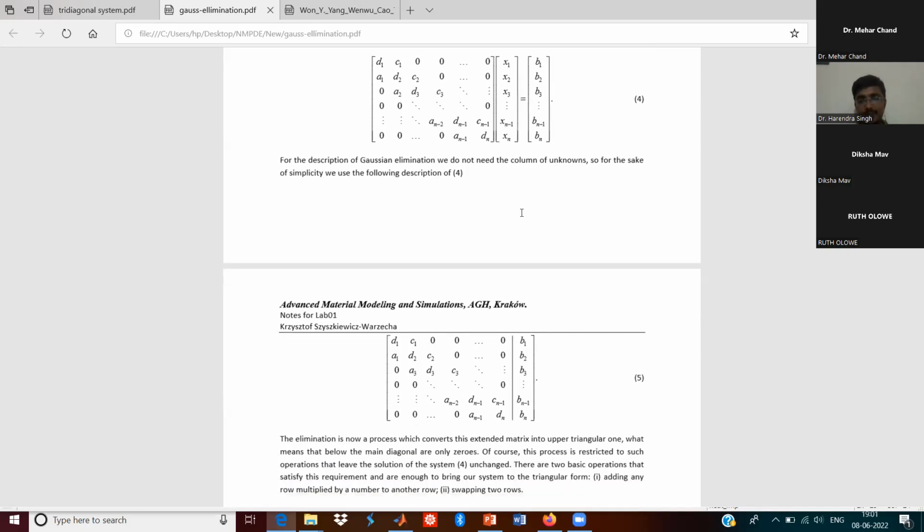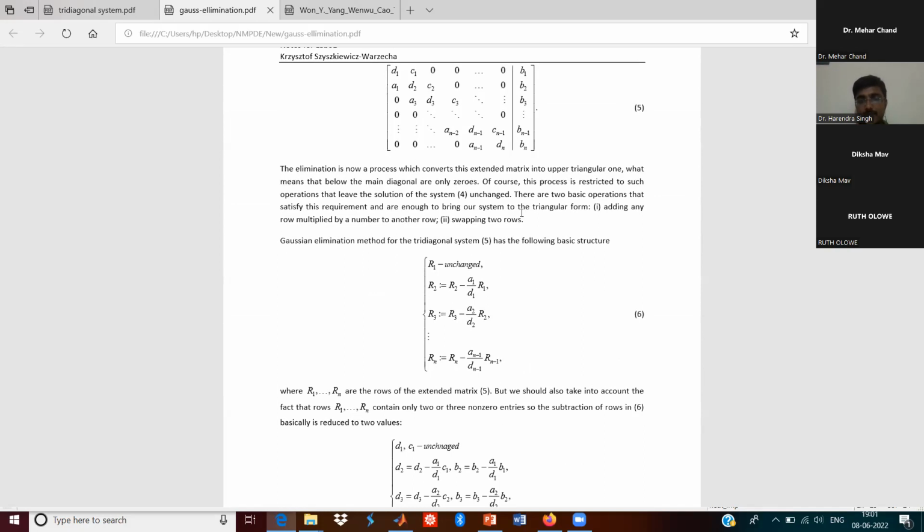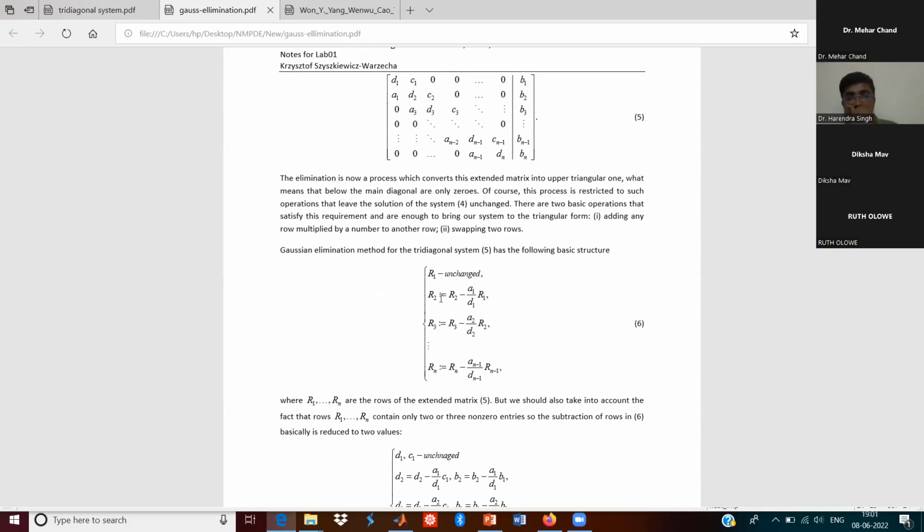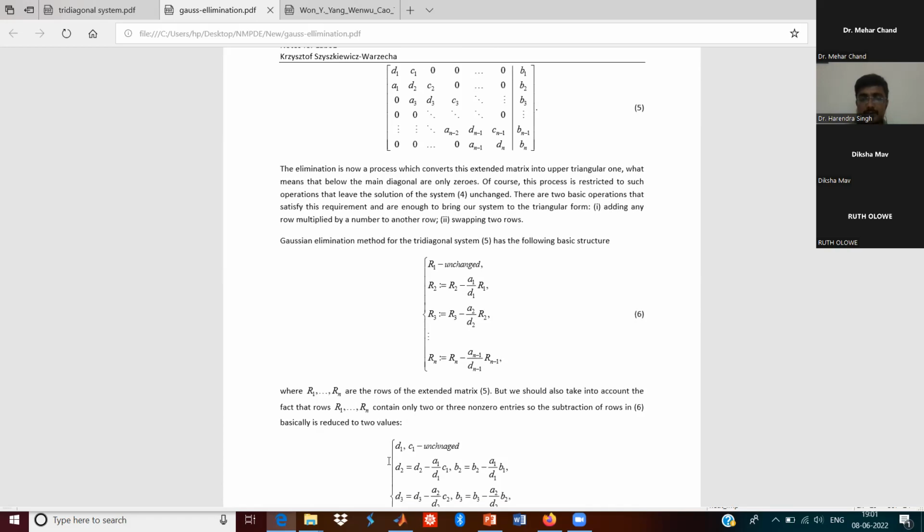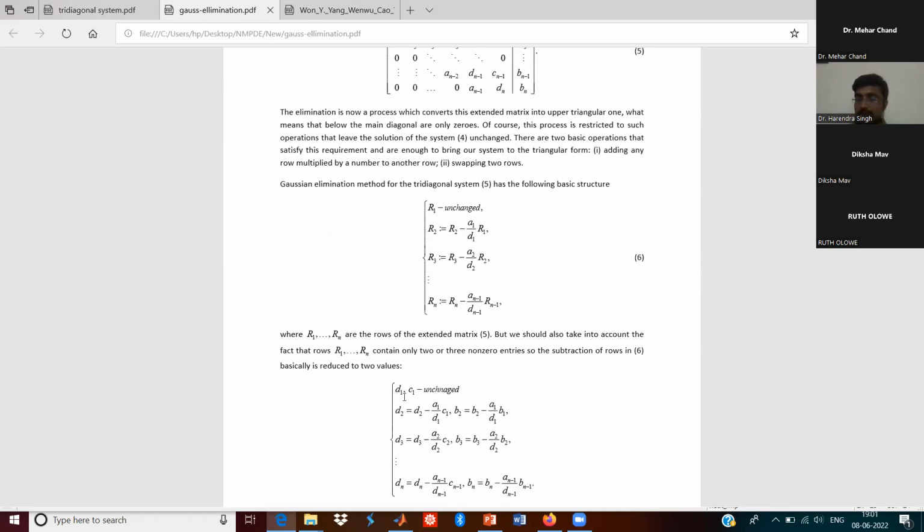You can see these are the operations. What operation was I telling you? The second row will be divided by d1 and multiplied by a1. So this will be 0, and the same operation will be performed on each row. D1 and C1 are unchanged, as I have already explained: the diagonal element and super diagonal element remain unchanged, the sub diagonal will be 0, and B2 will be changed accordingly.